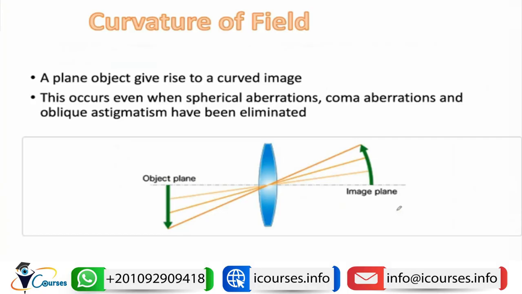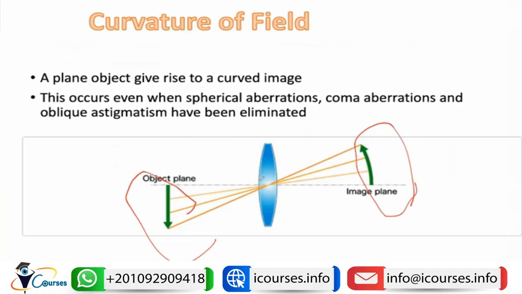Finally, we have the curvature of field aberration. It means that if we have a plane object, this plane object will give rise to a curved image. So you may wonder why this occurs. Why, if we have a plane or straight object, will this object cause a curved image? Again, this is because of spherical aberrations, coma aberrations and oblique astigmatism. Even if they are eliminated, this can also occur.